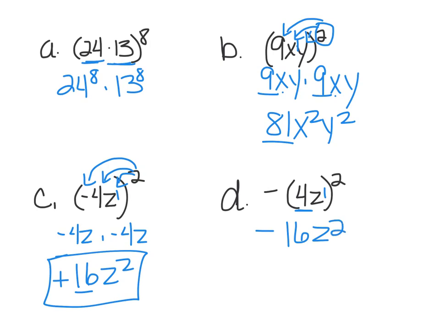So the only difference in C and D is that the negative sign is inside your grouping symbols, inside your parentheses, and that negative is squared. Anytime you square a negative, it turns to a positive. In D, the negative sign is outside your grouping symbols, and so the square does not apply to that negative, and the negative comes straight down.